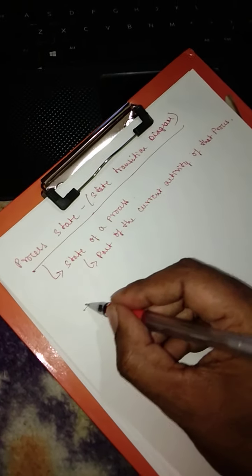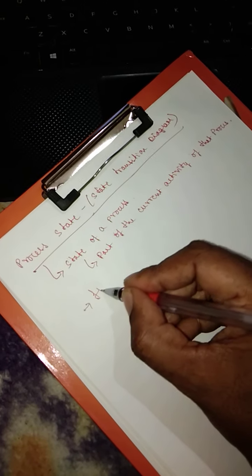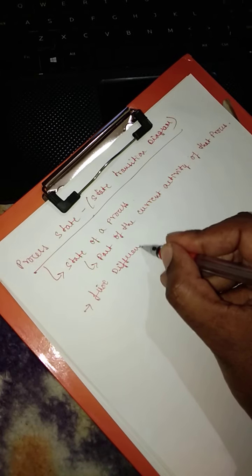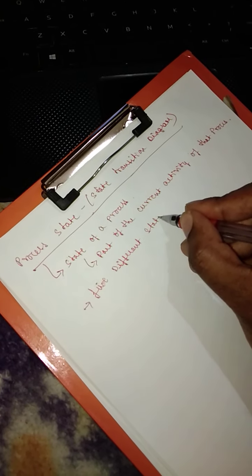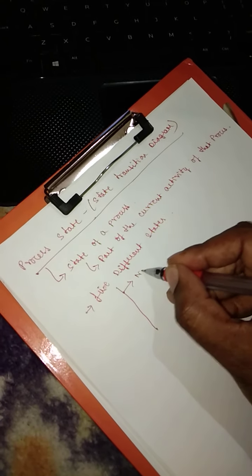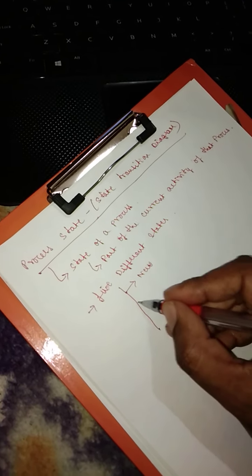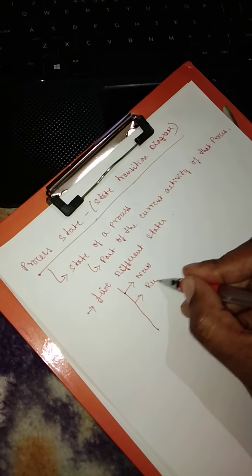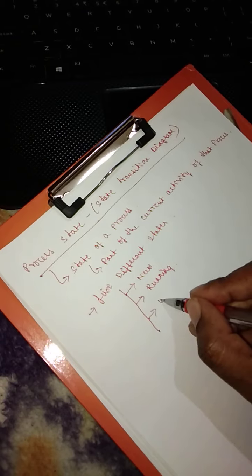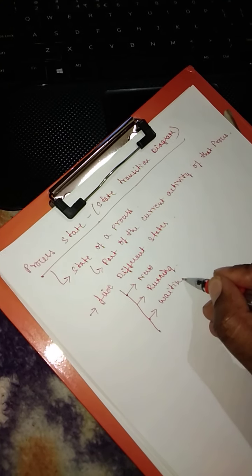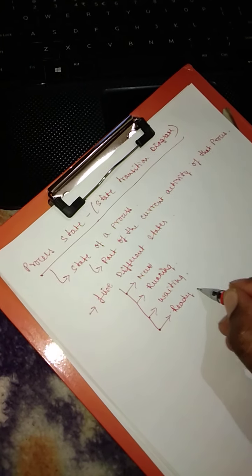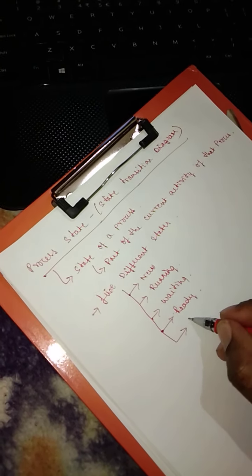So in this process state, there are 5 different states. They are as follows. The first one is new, the second one is running, the third one is waiting, the fourth one is ready, the fifth one is terminated.